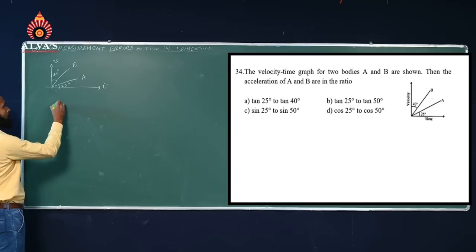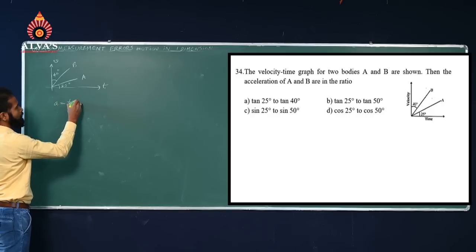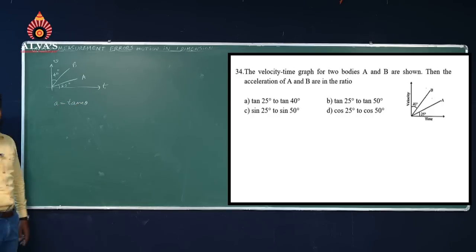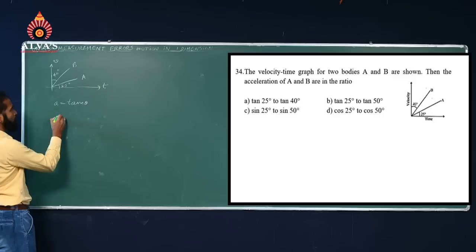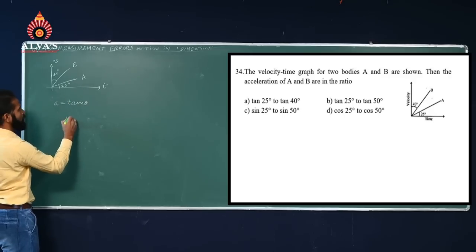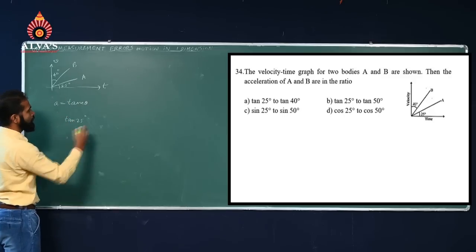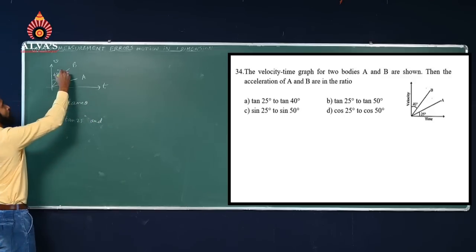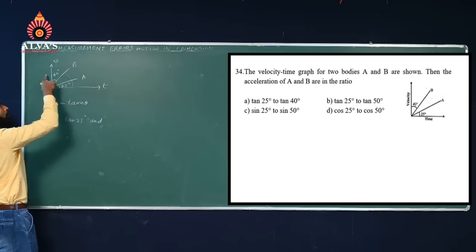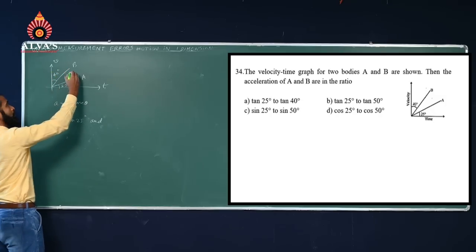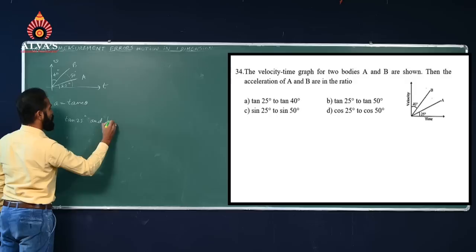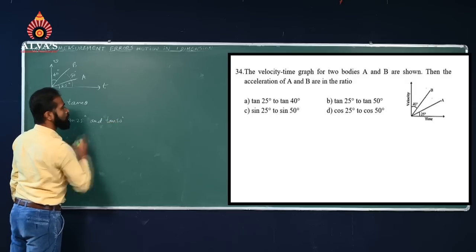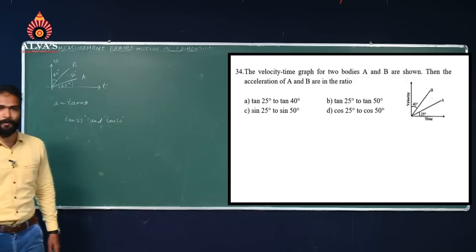So what is asked is the acceleration, and acceleration is nothing but slope, and slope is always given as tan theta. So the slope of the first graph is tan of 25 degrees, and for the other, this is 40 out of 90, remaining is 50. So tan 25 and tan 50 degrees, that is option B.